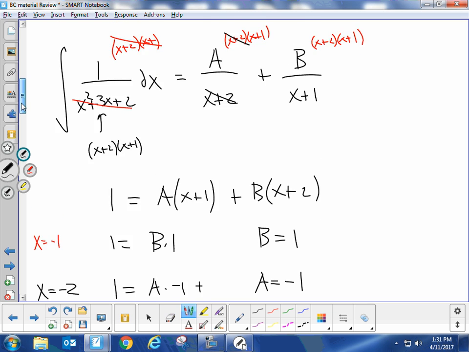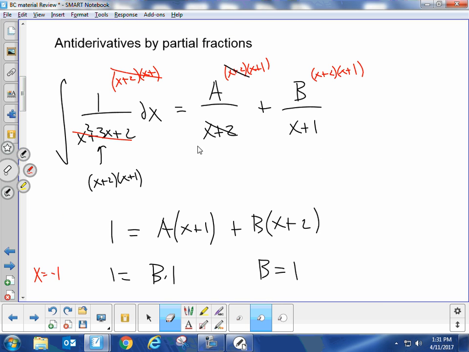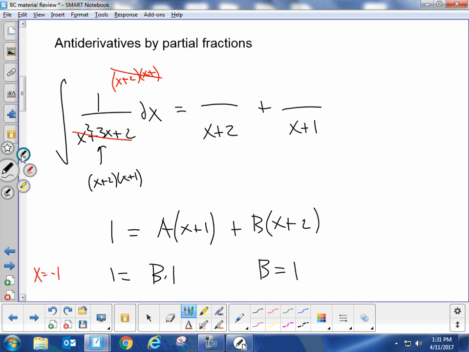So after I find that, turns out I could say, all right, well, let's go back up here. I know that 1 over x squared plus 3x plus 2 could be written as negative 1 over x plus 2 plus 1 over x plus 1. I can then take the antiderivative of both of these because it's what we call the partial fraction decomposition of this. And I take these separately.